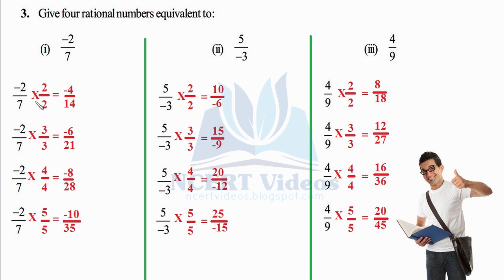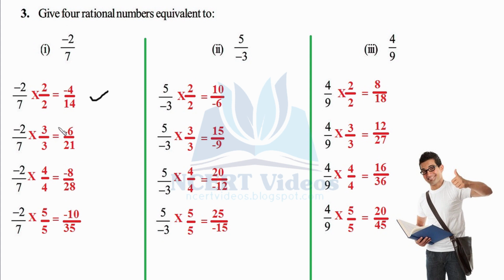So now we are going to multiply it with 2 in order to get the first rational number. It's simple. We have to do it on both numerator and denominator. 2 into minus 2 is minus 4. 7 into 2 is 14. Now multiplying it with 3 on both numerator and denominator, then with 4, and then with 5. If we were asked to find the 5th, then we would have multiplied it with 6 in both numerator and denominator.